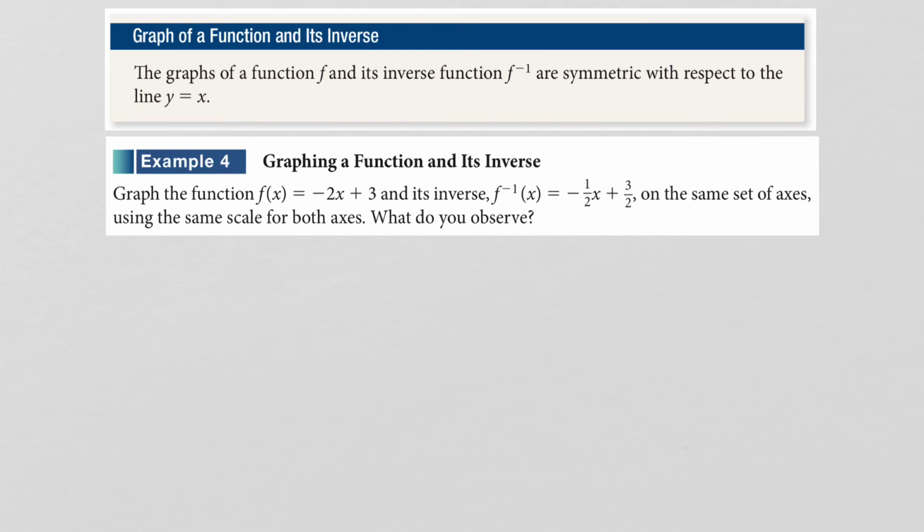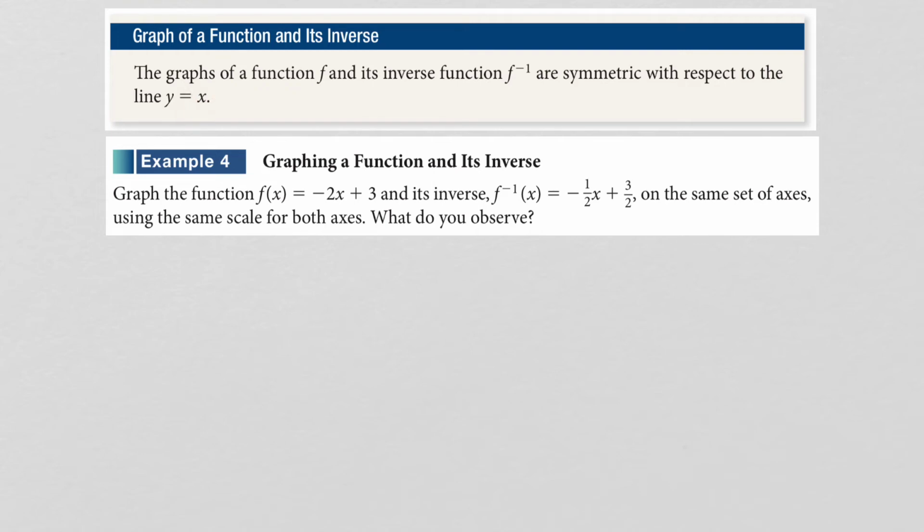Now let's talk about the relationship between the graph of a function and the graph of its inverse. So we know that the graphs of a function f and its inverse function f inverse are symmetric with respect to the line y equals x. What exactly does that mean?